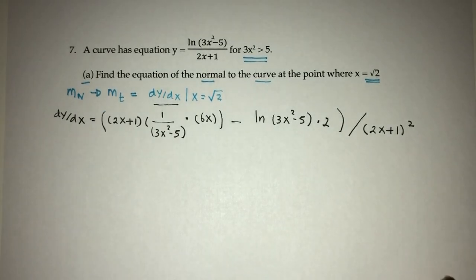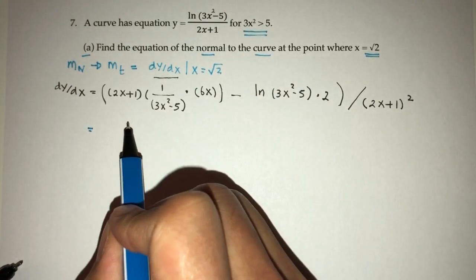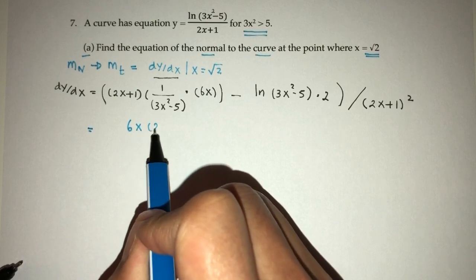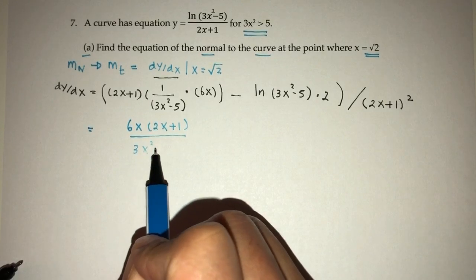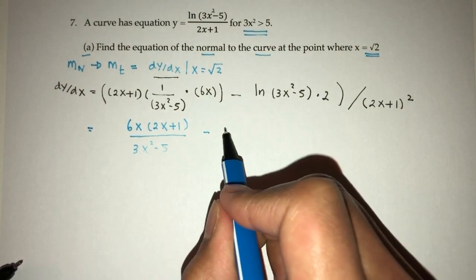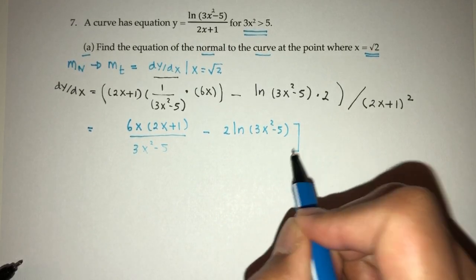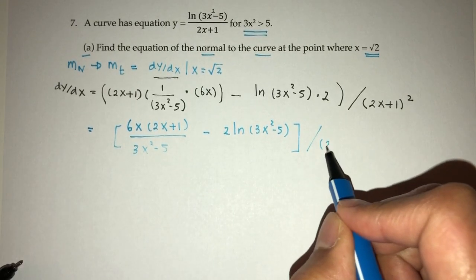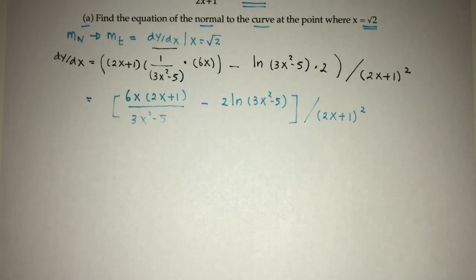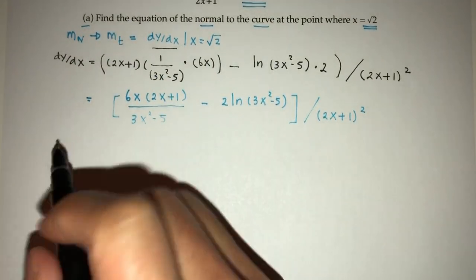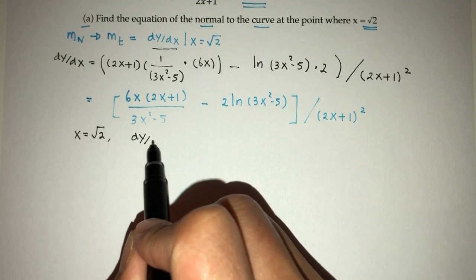Okay, so you will have this for now, and then we have to simplify a bit. You will have on top, what? This will become 6x times 2x plus 1 over 3x squared minus 5, then minus 2 ln of 3x squared minus 5, and everything divided by 2x plus 1 squared. So now you have to find the value of dy by dx at the value of this. So let's say at x equal to root of 2, let's find the value of dy by dx.